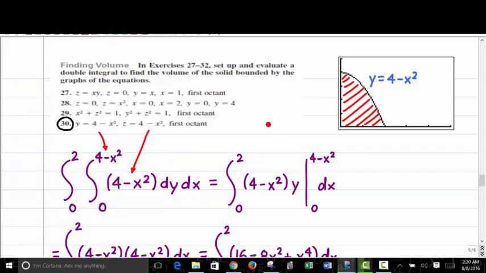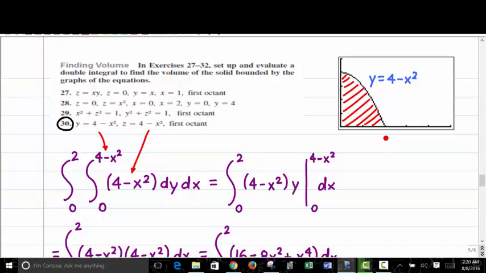Now, this one's kind of weird, because it gives you y equals 4 minus x squared and z equals 4 minus x squared. Well, don't let that confuse you. The z could have been a function of x and y, it just only happened to have x's here. But don't let that bother you. The z equals 4 minus x squared, that's the function you're integrating, because you're always integrating the z equals f of x, y. The y equals 4 minus x squared, that's your area region in your base that you've got to work with for x's and y's.